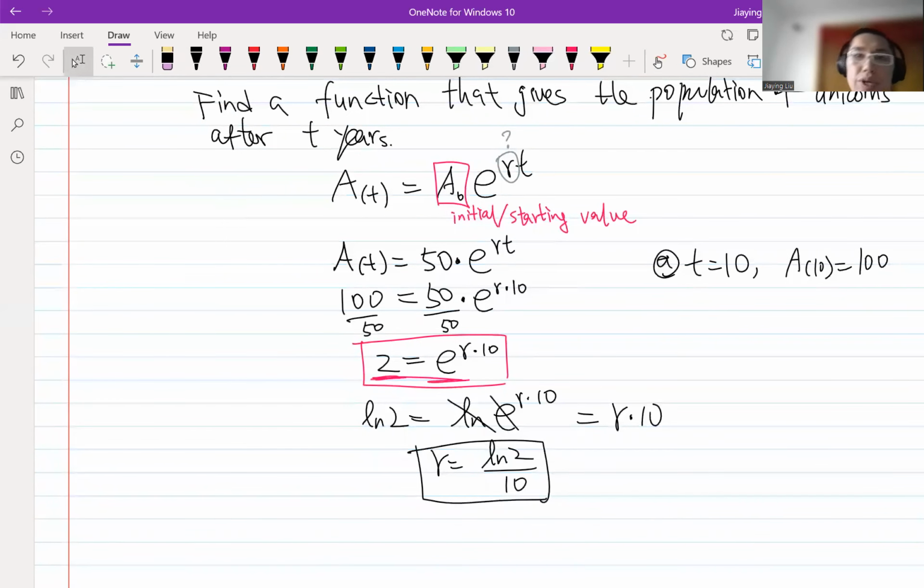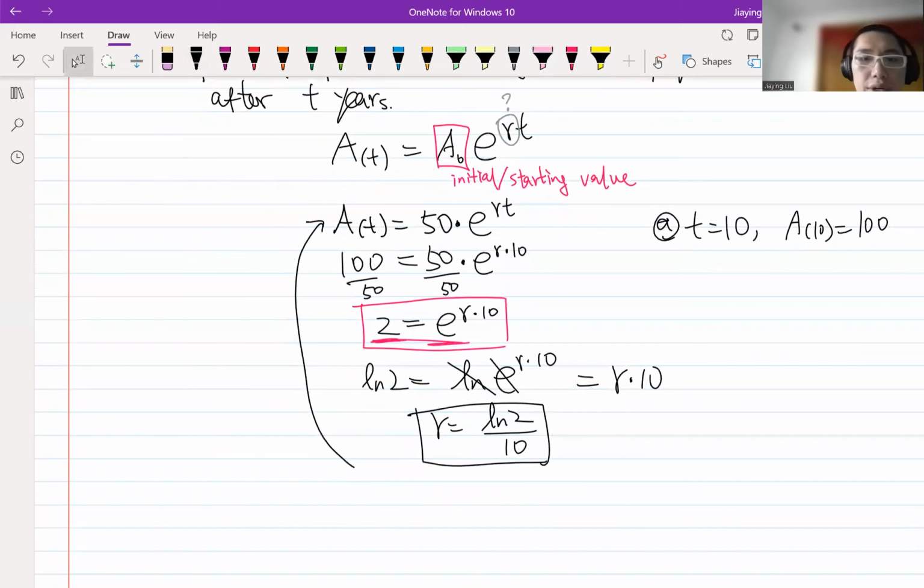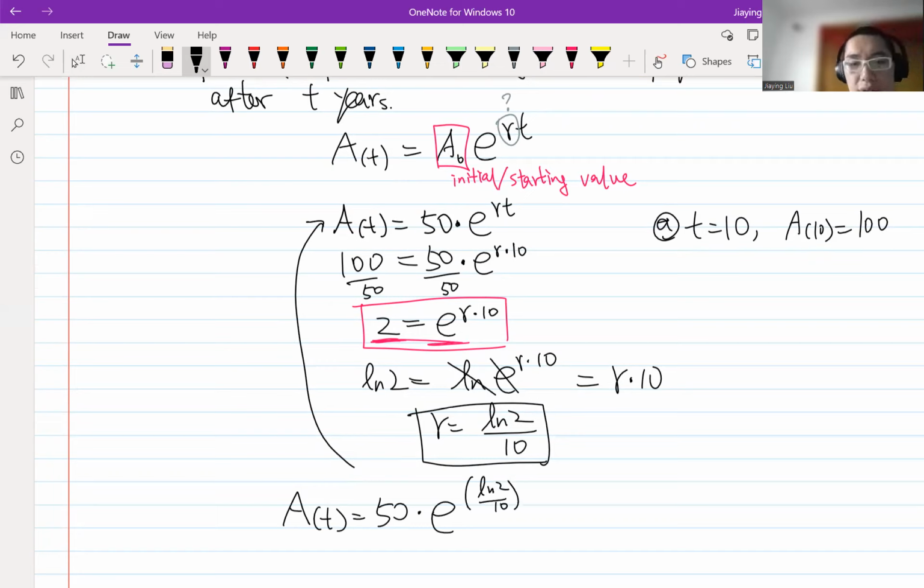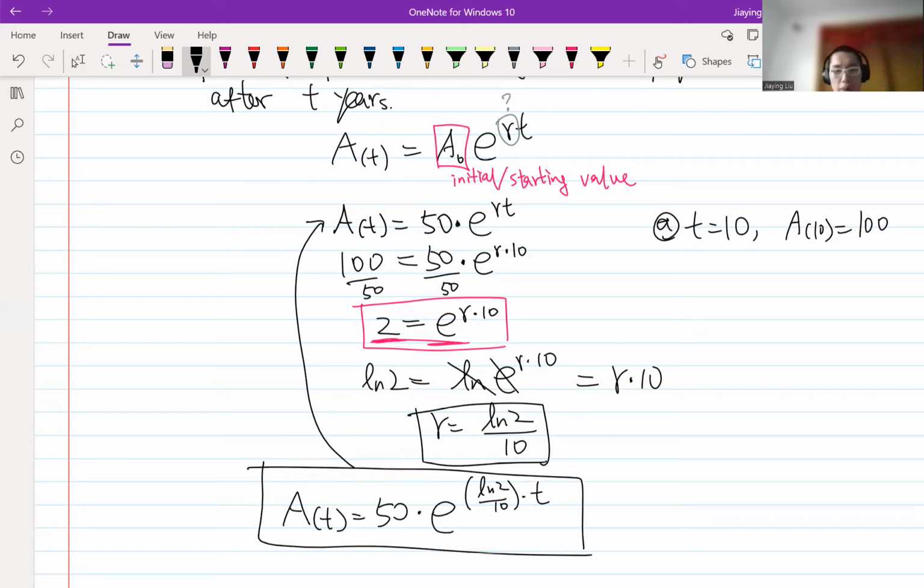Now we have the growth rate, and we have the initial population. We can write down the function for population after 2 years. So A of t is equal to 50, the initial amount, times e, base e, and in the exponent we have natural log of 2 over 10. This is the growth rate times time. So this function will give the population of unicorns after 2 years.